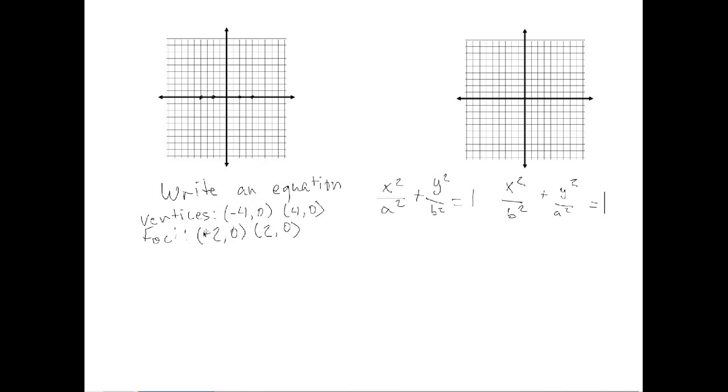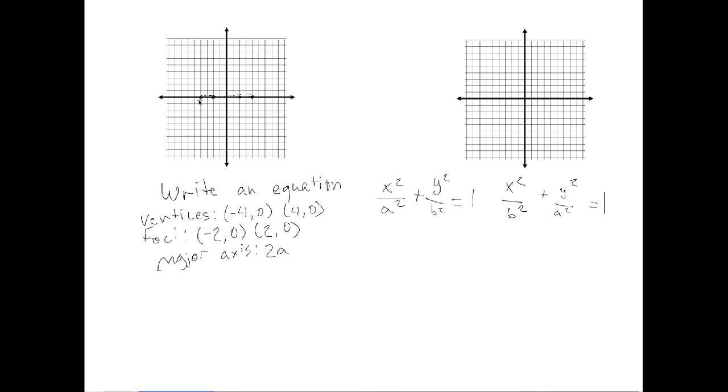So, since it tells me that my vertices are these 2 points, that means that the distance between my vertices is in fact my major axis. Okay? And our major axis, the definition that we got, was 2a. So our major axis equals 2a.